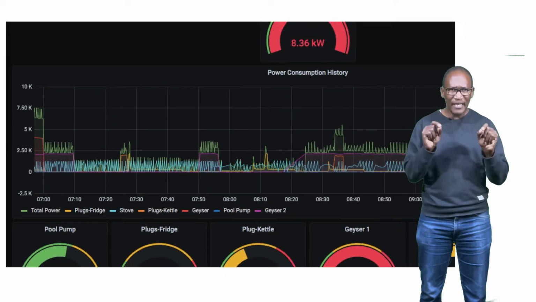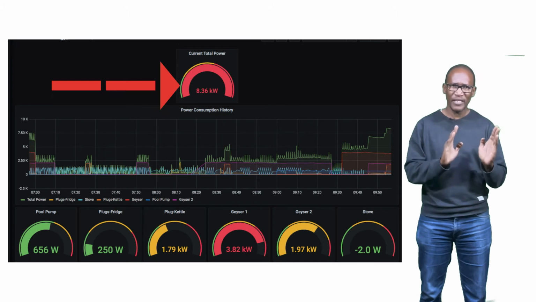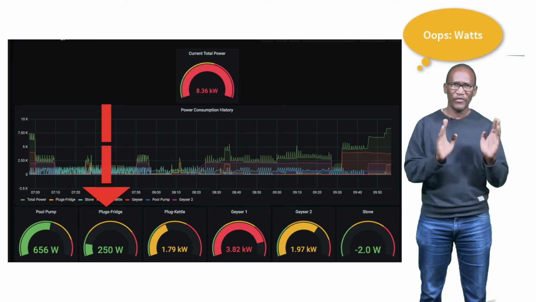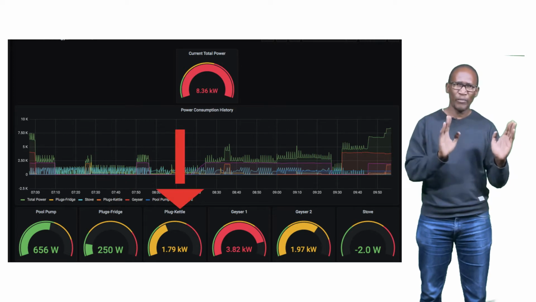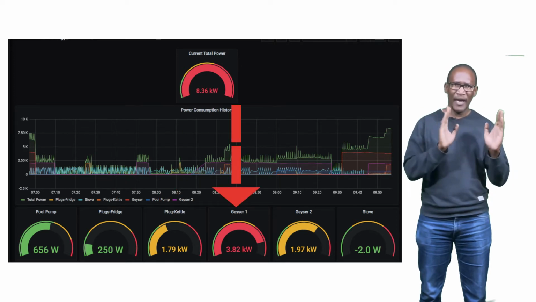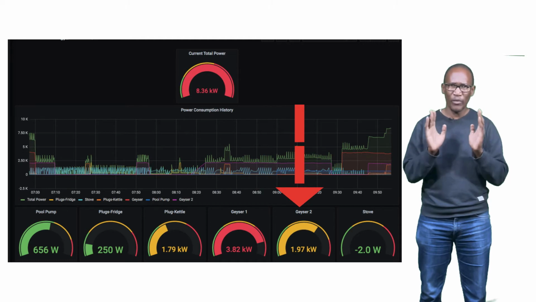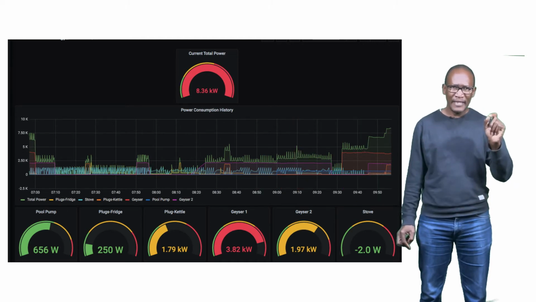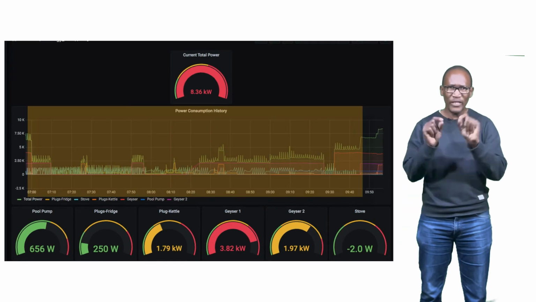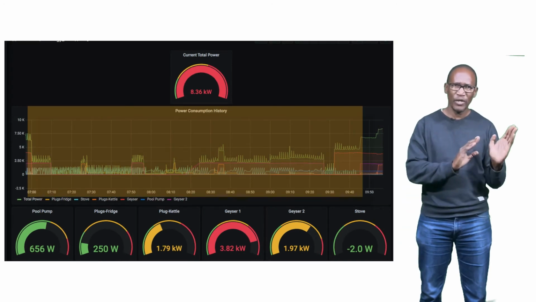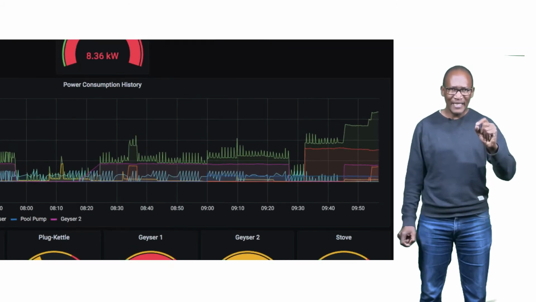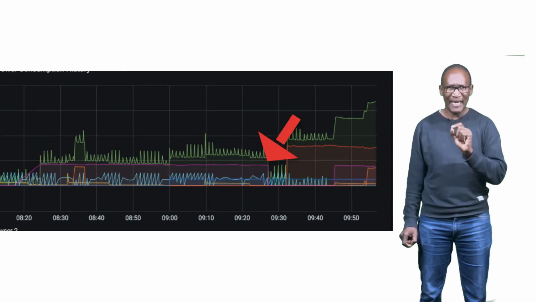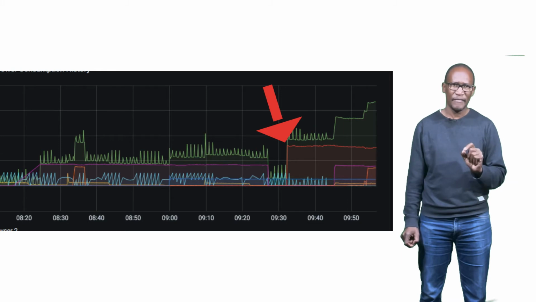The total instantaneous power consumption is 8.36 kilowatts, pool pump currently pushing 656 watts, fridge 250 watts, kettle 1.79 kilowatts, geyser 1 8.32 kilowatts, geyser 2 1.97 kilowatts, stove basically off. See also the 3-hour history of all the 7 readings from 6:50 in the morning to 9:50. Geyser 2 was on for an hour from about 8:20 and the big geyser kicked in just after 9:30.